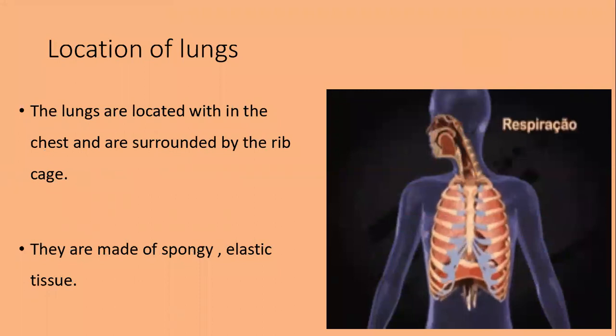Location of lungs. Lungs are located within the chest and are surrounded by the rib cage. They are made of spongy, elastic tissue. So lungs are located within the chest and are surrounded by the rib cage. Here, the lungs are surrounded by the rib cage.